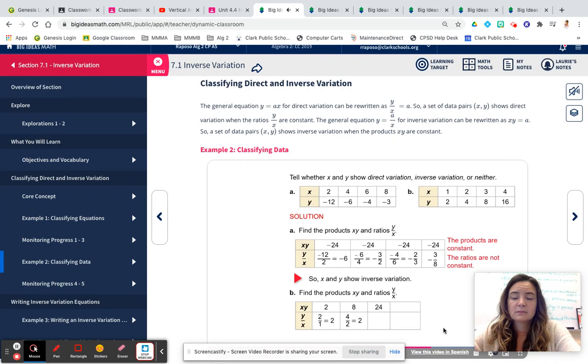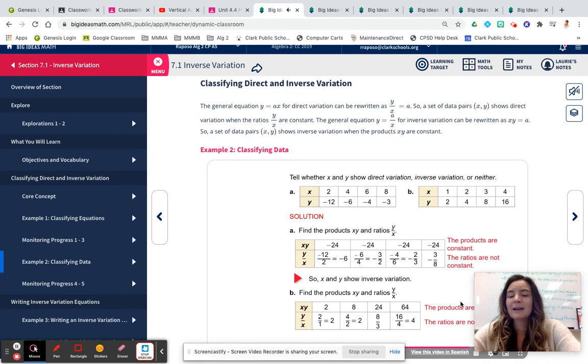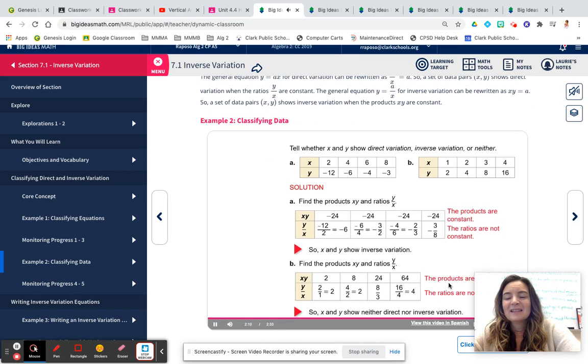Multiplying 3 by 8 gives 24. And 8 divided by 3 gives 8/3. Multiplying 4 by 16 gives 64. And 16 divided by 4 gives 4. Notice that the products are not constant and the ratios are not constant. So x and y show neither direct nor inverse variation.